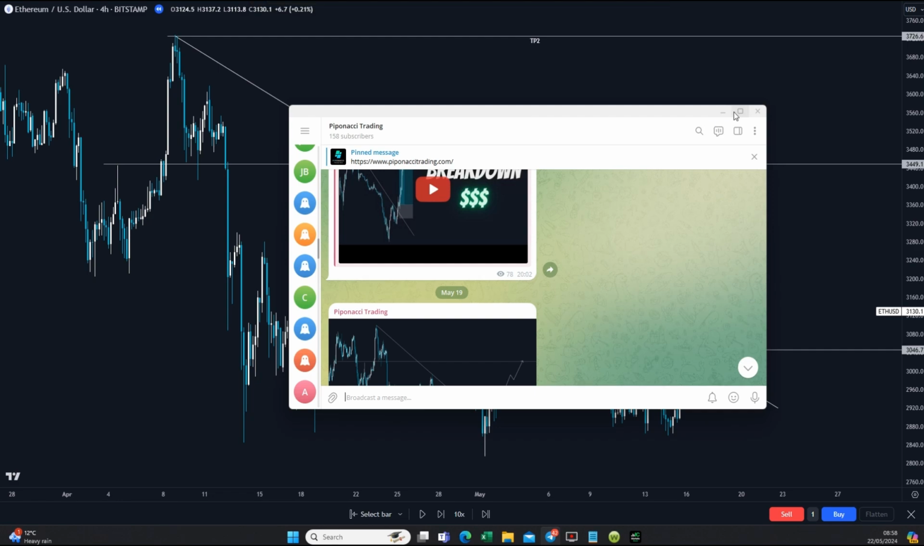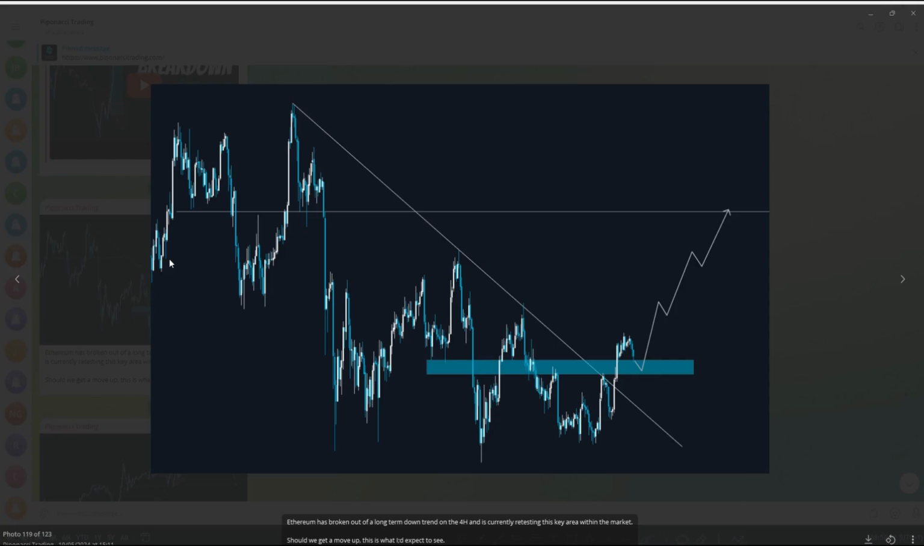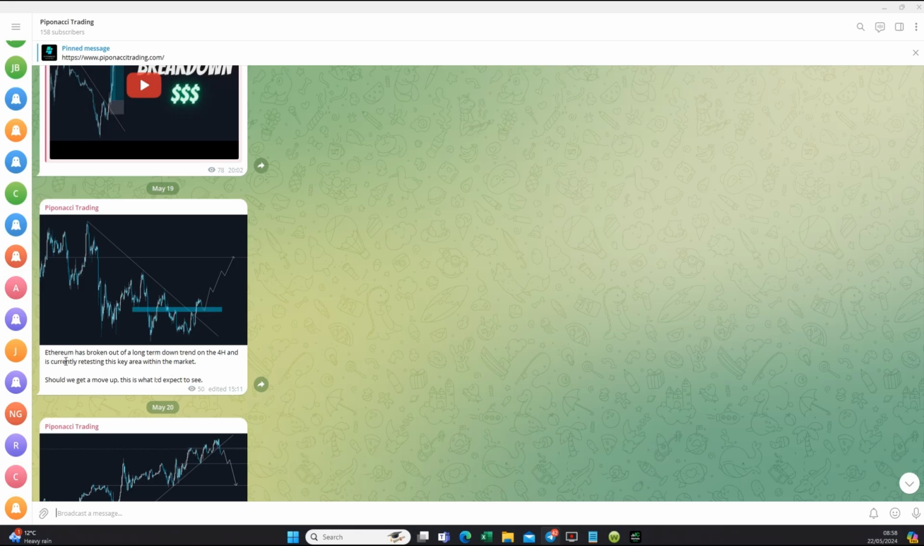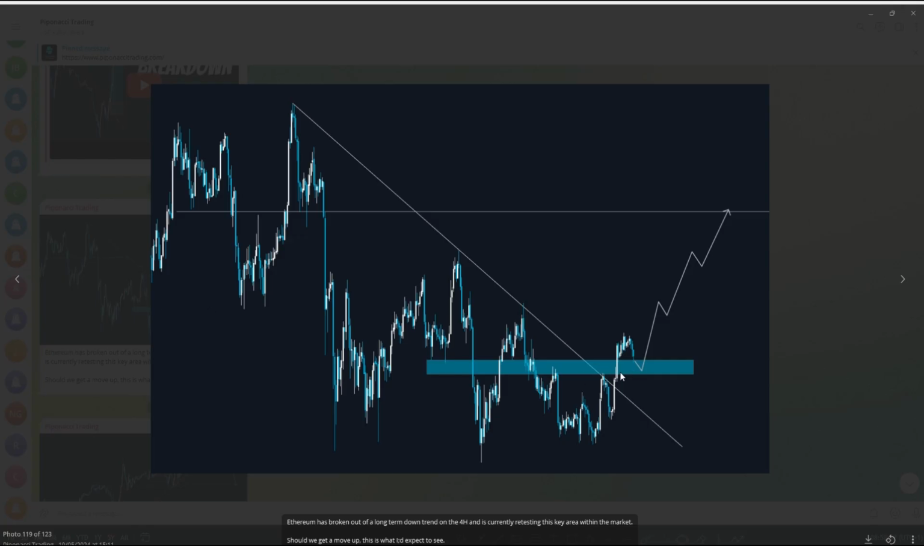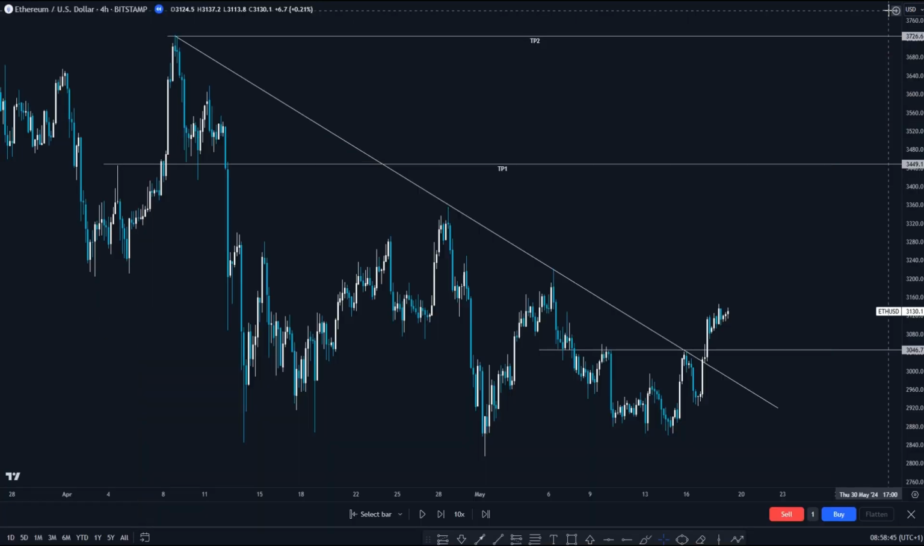As you can see in this scenario here, I did actually call this in the group. I basically said Ethereum has broken out of a long-term downtrend on the 4-hour and is retesting this level within the market. This is what I expect to see. So that's basically it. Using my TP method, this was TP1, this was TP2.